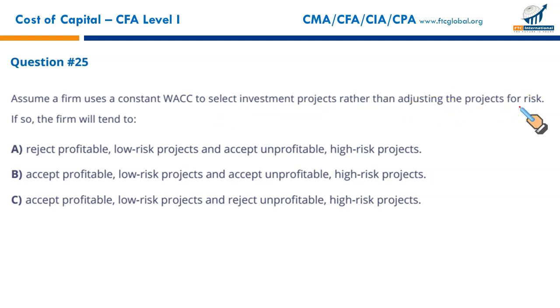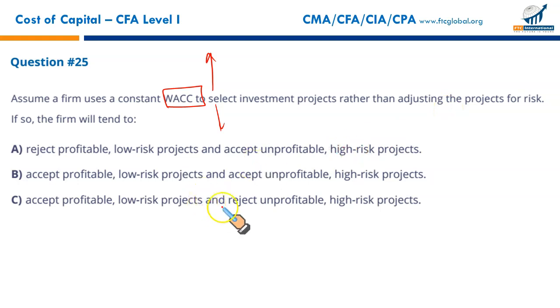If you do not adjust your projects for risk, the reason is your weighted average cost of capital needs adjustment upwards for risky projects. If the projects are less risky, you can adjust it downwards. So this firm has made a mistake. They did not adjust the WACC. Assume a firm uses constant WACC for all the projects, riskier or not riskier. So what would be the likely result?